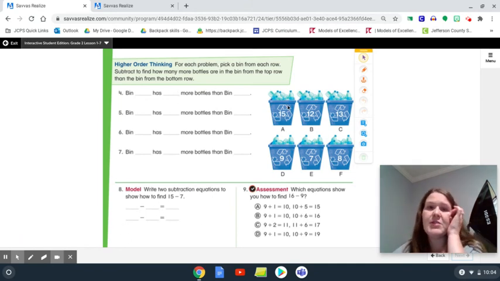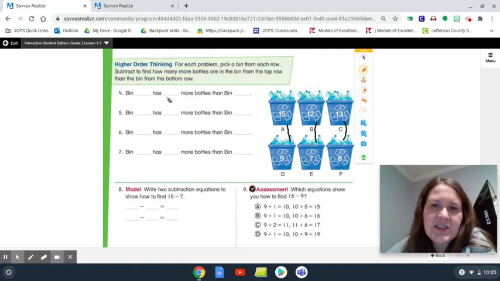So, okay, this one up here. For each problem, pick a bin from each row. Subtract to find how many more bottles are in the bin from the top row than the bin from the bottom row. So they want us to choose how many more are in this bin than the bottom bin. So I'm going to line them up using my black. So they want us to know how many more are in A than in D, how many more are in B than E, and how many more are in C than F.